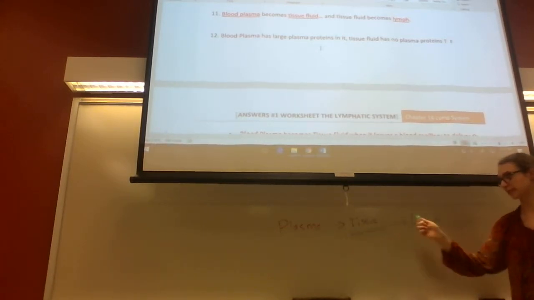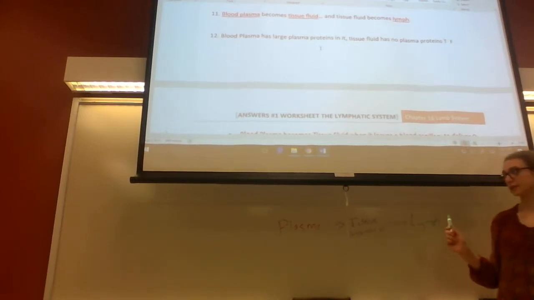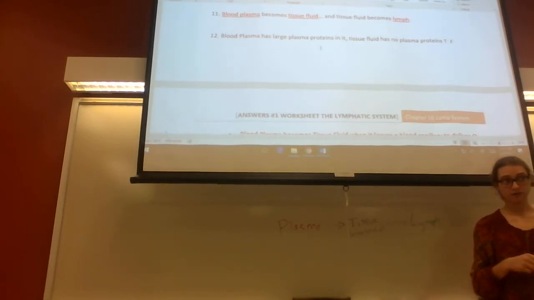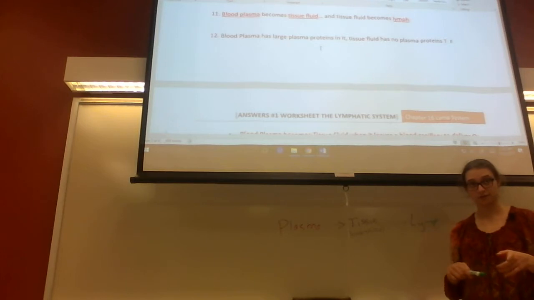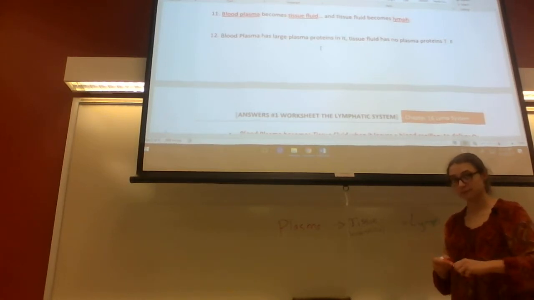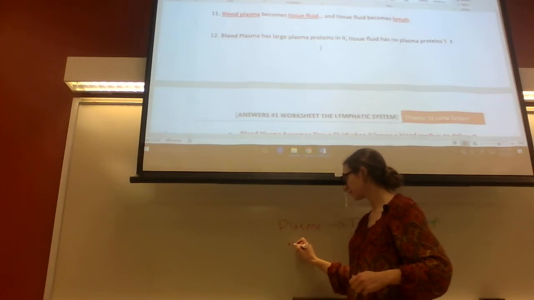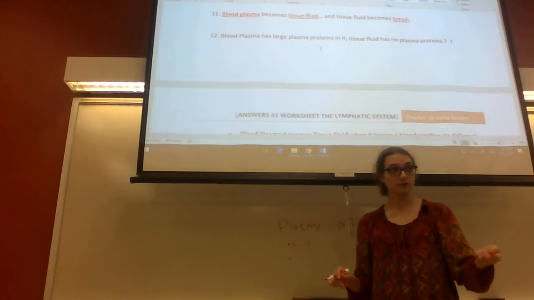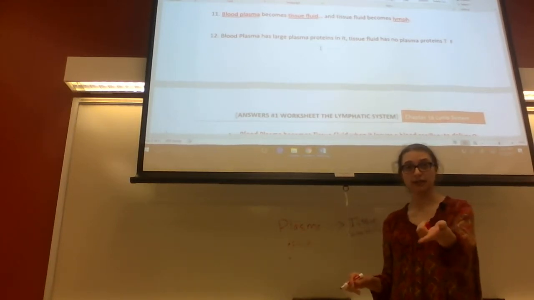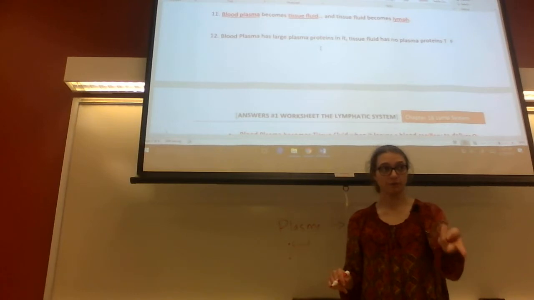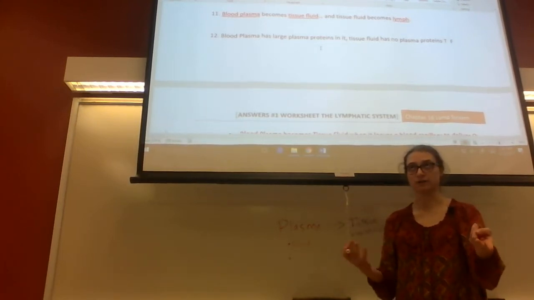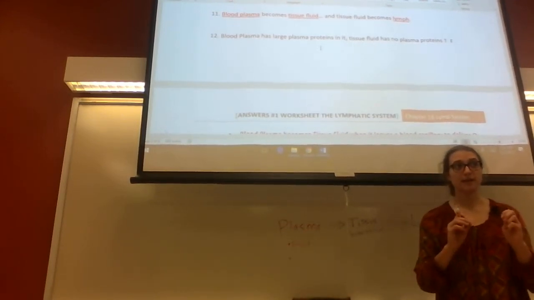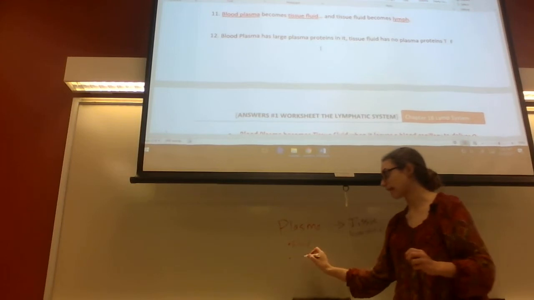So what is the difference between each of these things? What does plasma have that tissue fluid or interstitial fluid doesn't have? It has fluid, it has your hormones, your electrolytes. It also has your formed elements, your red blood cells and white blood cells. But the big thing plasma has that lymph doesn't is plasma proteins.